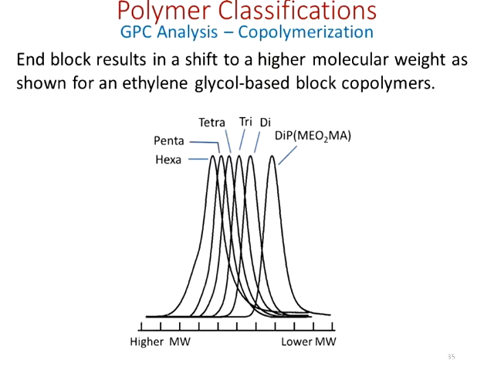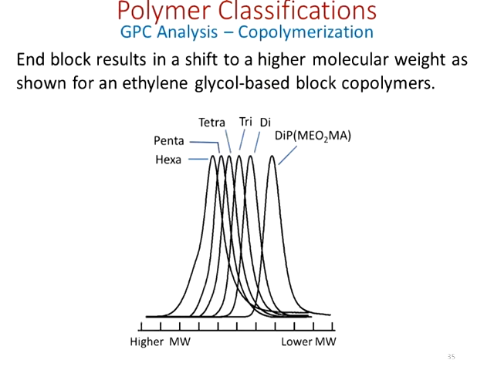End blocking helps us define where the molecular weight is going to be stopped and where we're going to terminate it. One of the things we can use GPC for is to determine its molar mass or molecular weight based upon the end groups that we end-cap it or stop its growth with. So end blocking results in a shift to higher molar mass, molecular weight. We show an example here in ethylene glycol-based block copolymers.